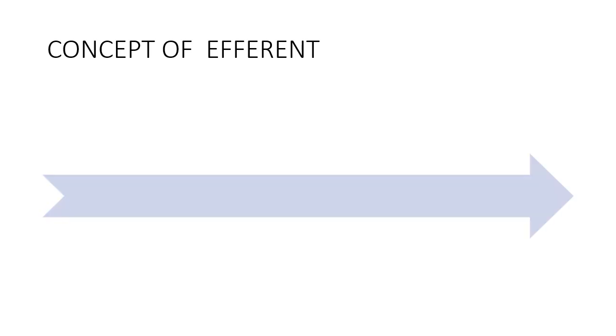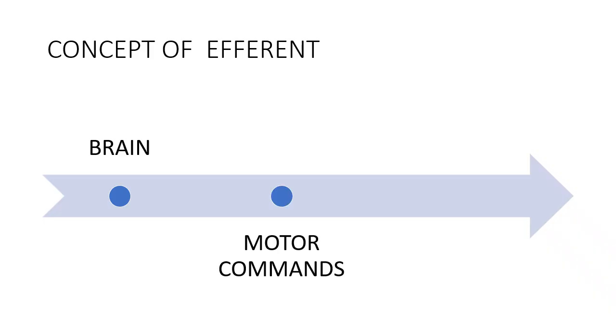Concept of efferent. The nerves that carry the motor commands from the brain to the periphery are called efferent nerves.